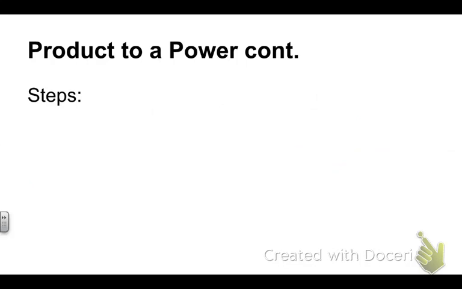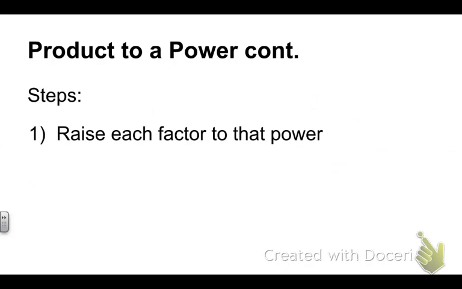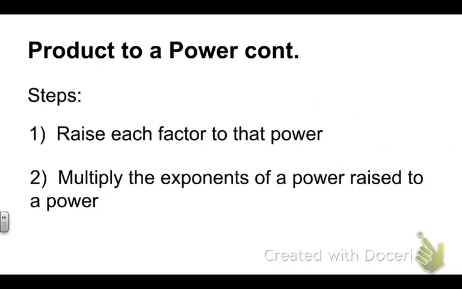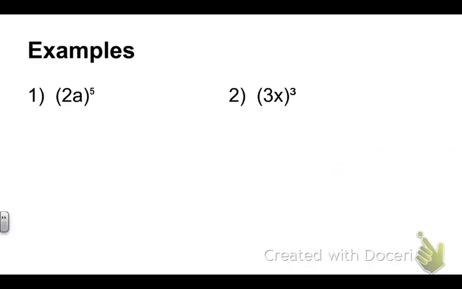So now your steps, you need to raise each factor to that power. Then multiply the exponents of a power raised to a power. And then finally, simplify. I know this sounds a little crazy. I know that, all right? But let's look at some examples here.